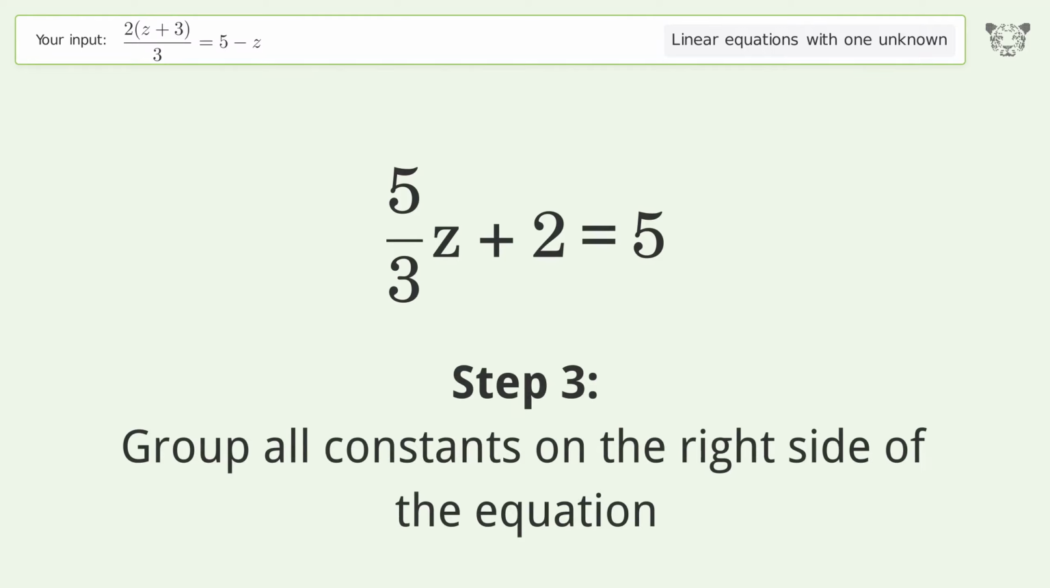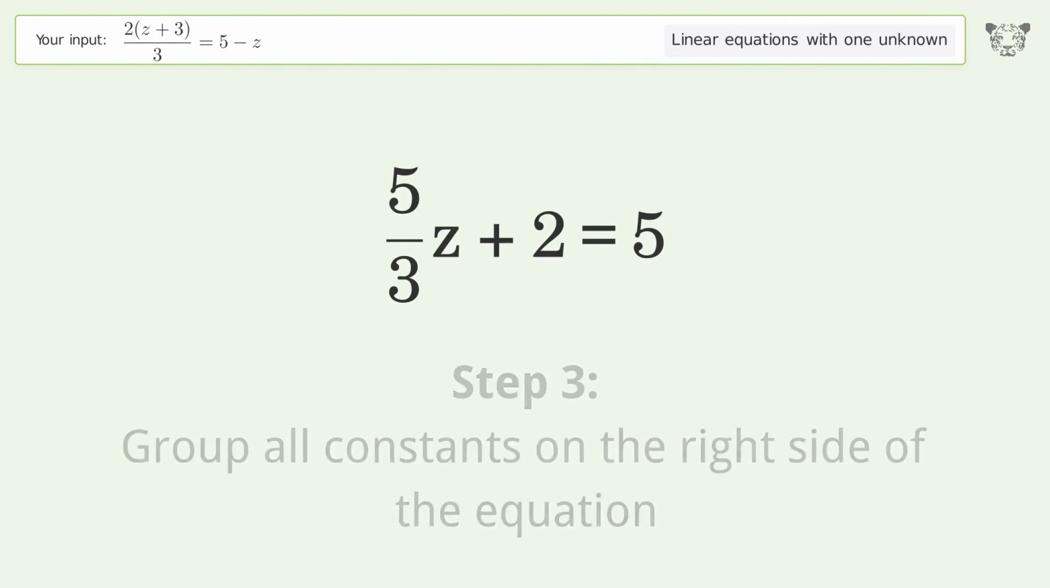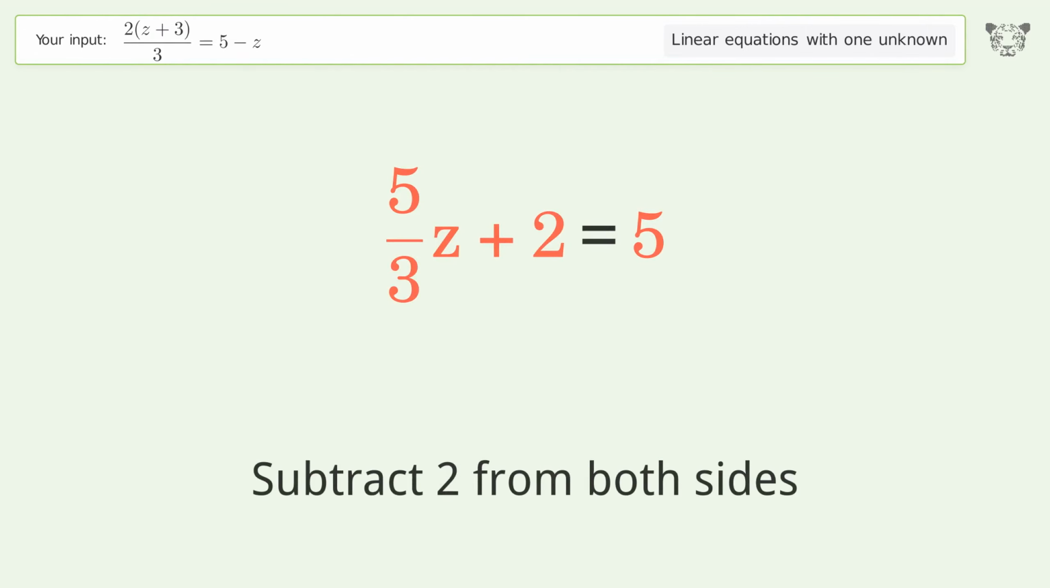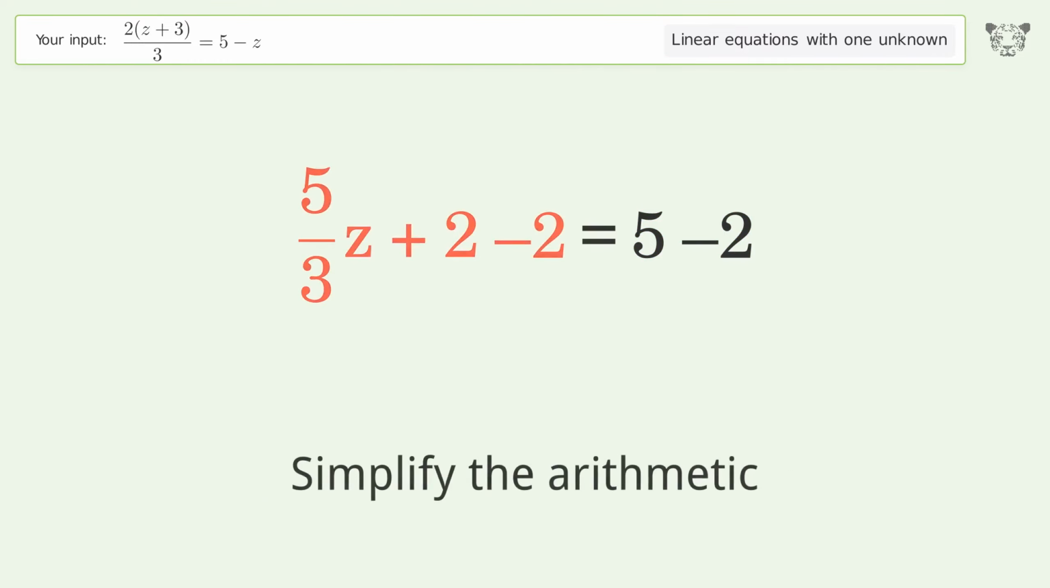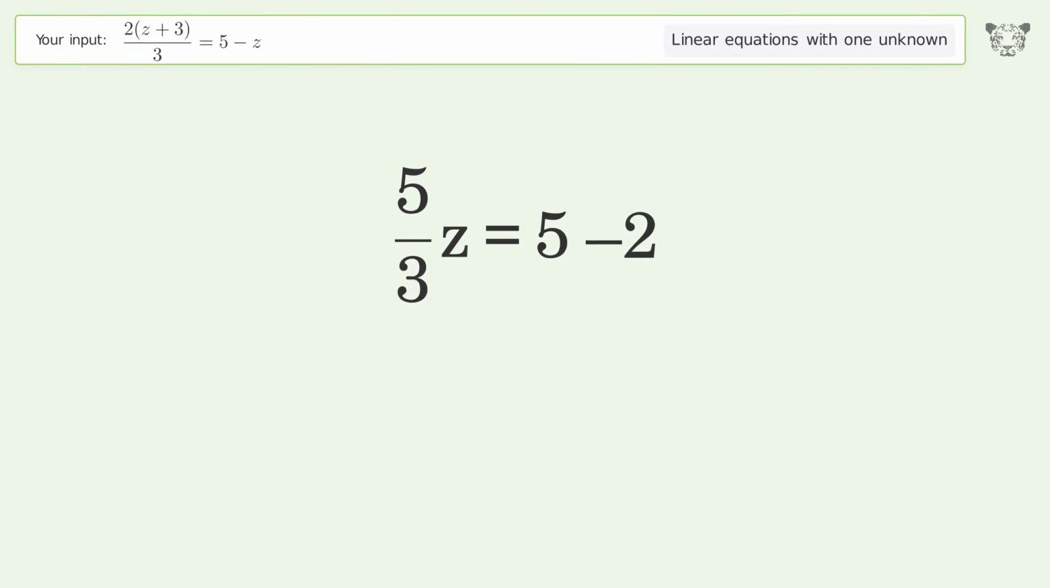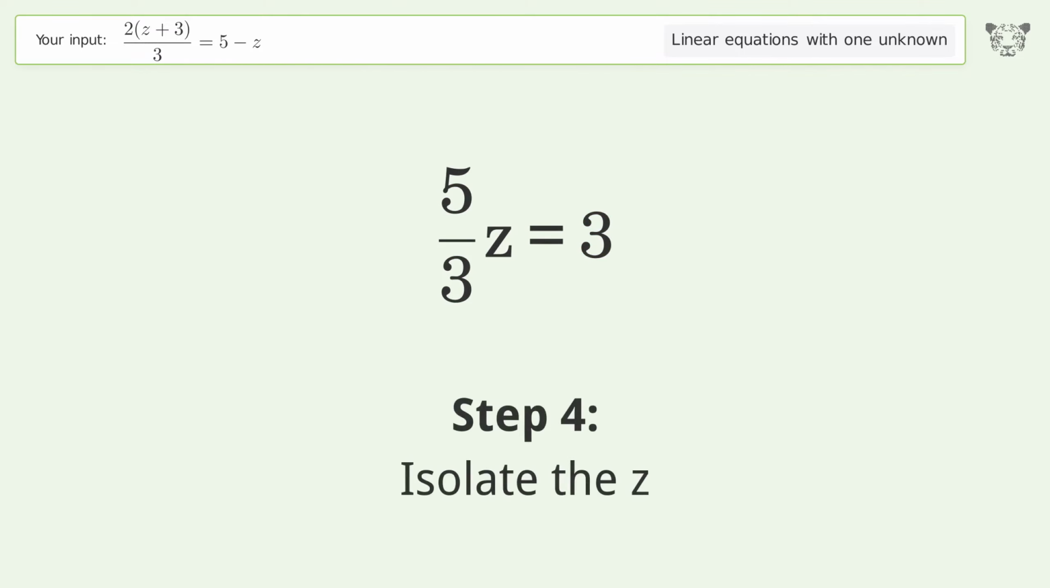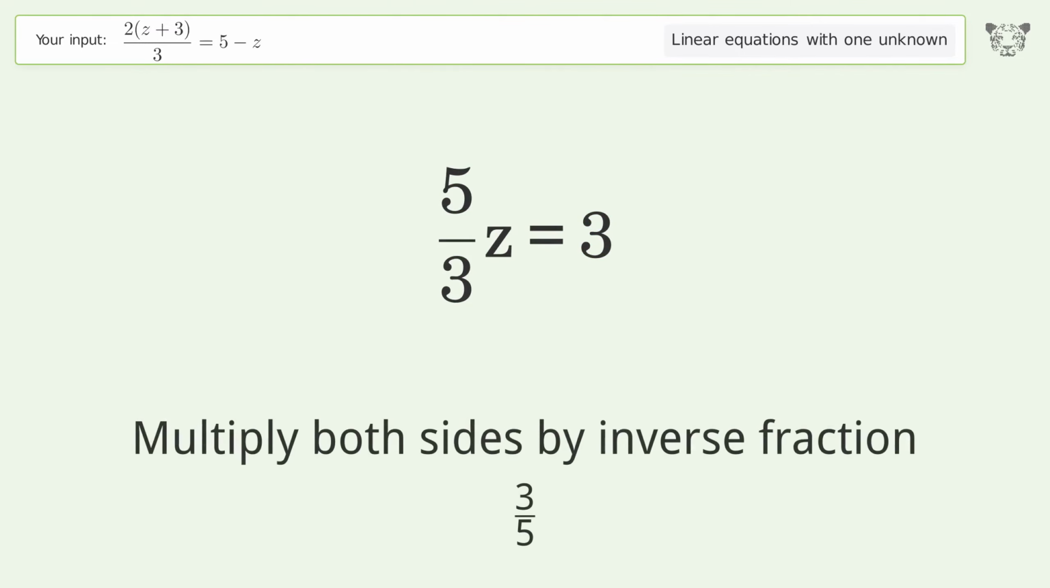Group all constants on the right side of the equation. Subtract 2 from both sides. Simplify the arithmetic. Isolate the z. Multiply both sides by inverse fraction 3/5.